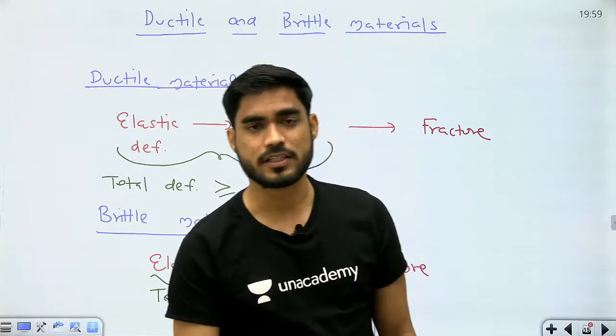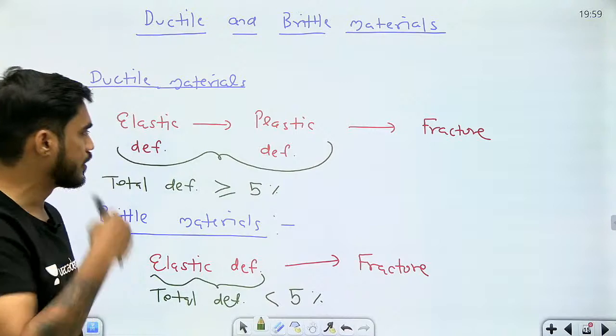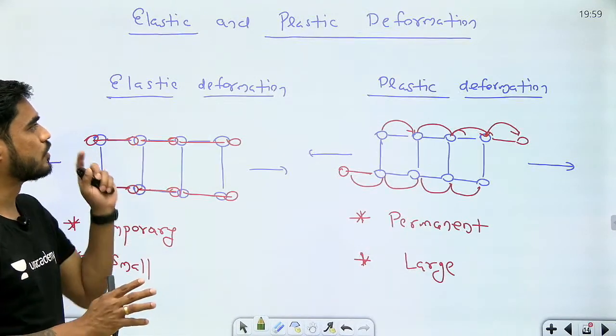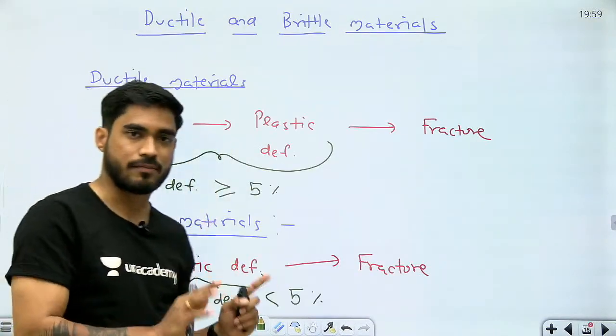Is it clear to you? Yes? Very good, beta. Very good. So beta, we have understood the difference between ductile and brittle material.